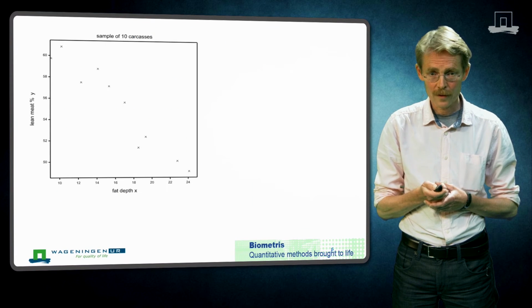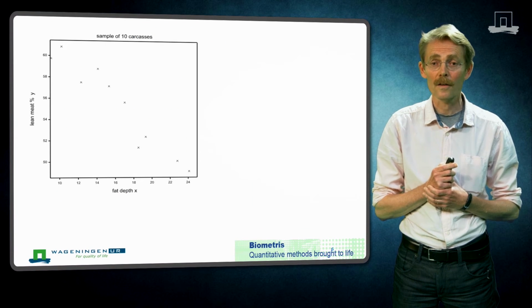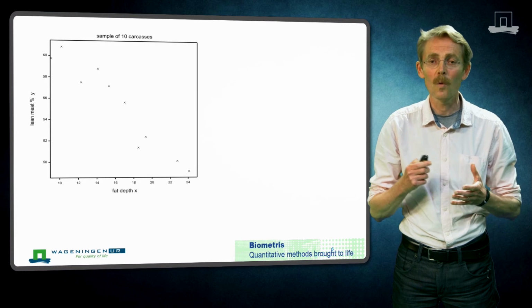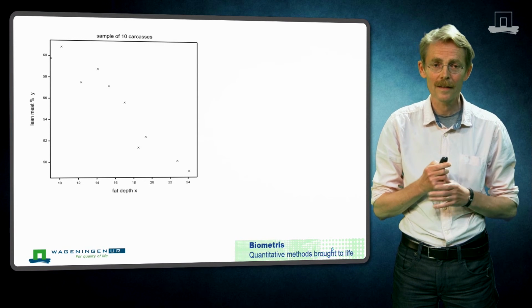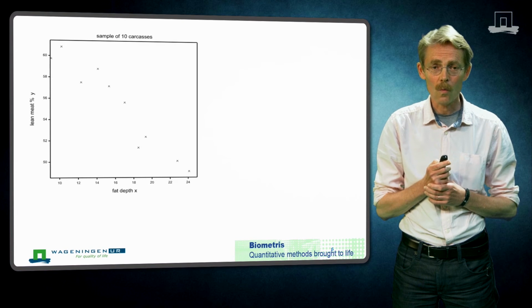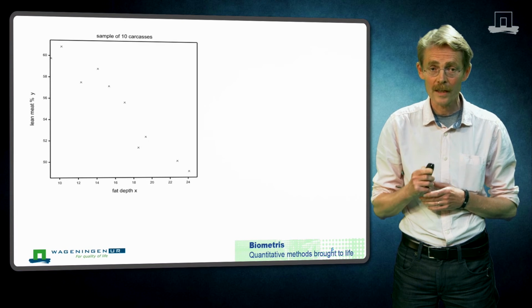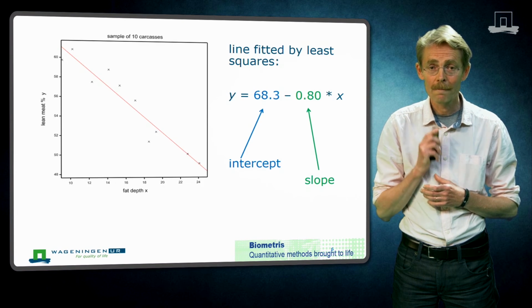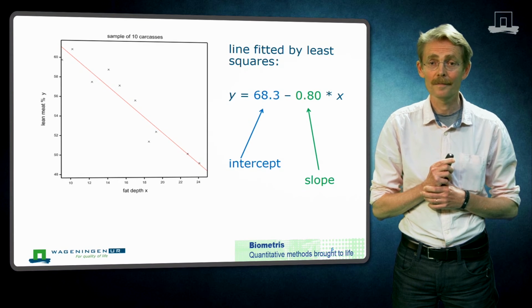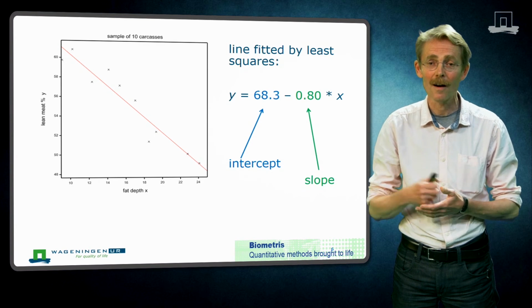Now here, for instance, you have 10 carcasses. In reality, we have more, like 120, but 10 is nice in a plot. So Y against X, you can see that if we fit a line, it will have to go down. It will have to go down because the fatter the carcass, the less meat.